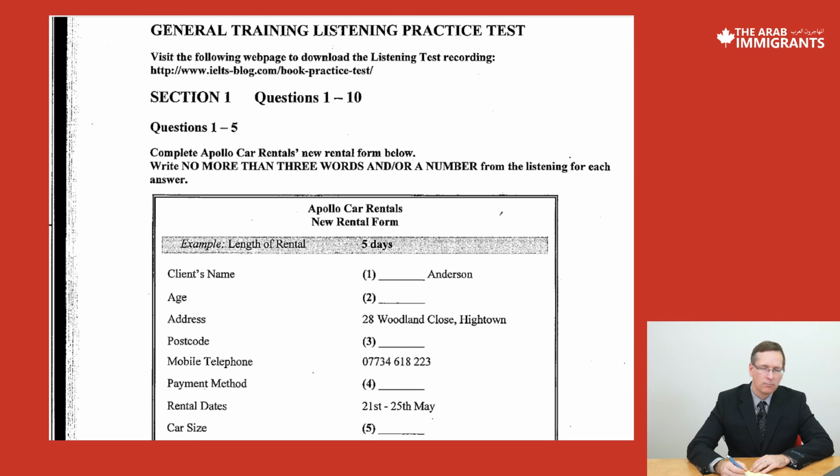Yes, that's right. Next, I need to know your current age. I'm 34 years old, 35 next month. Happy birthday for next month. Thank you. Now, I need your address. It's 28 Woodland Close, Hightown. Do you have the postcode for that address? It's HT85RD. Sorry, was that HT85RT? No, the HT8 is right, but it's 5RD, not 5RT.